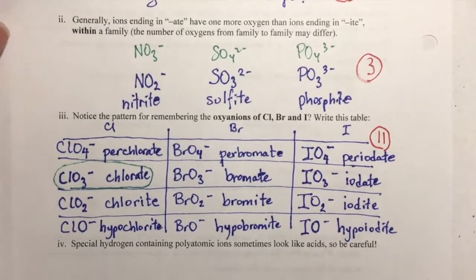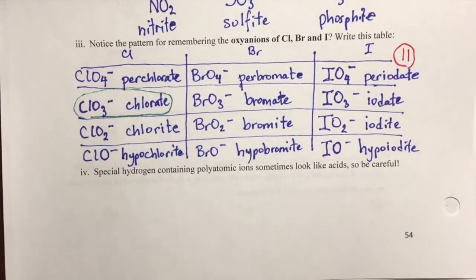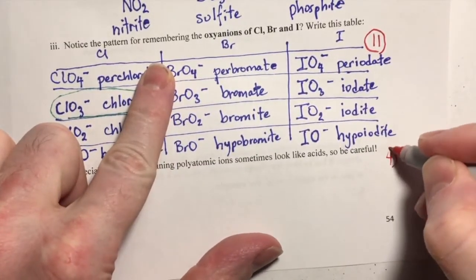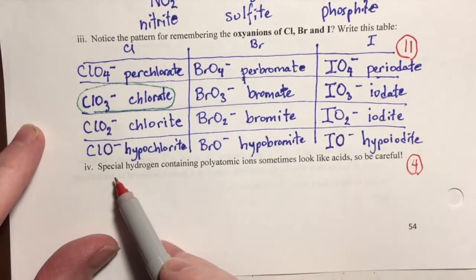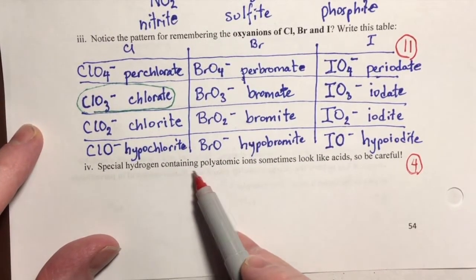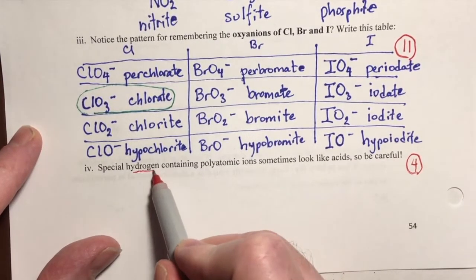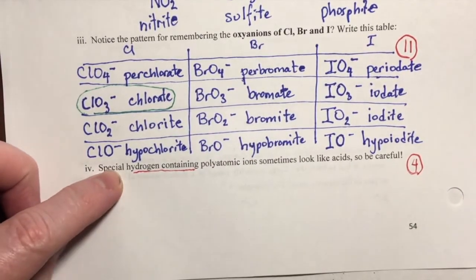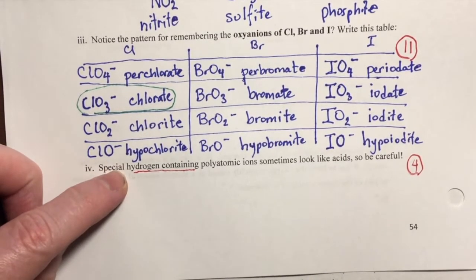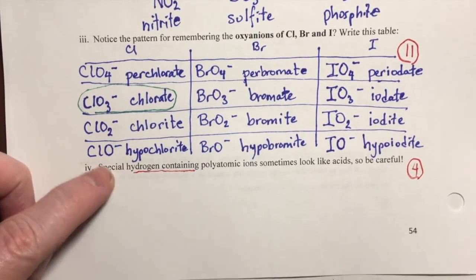Moving on, we're going to add 4 more in this section down here. And these 4 more are the special hydrogen-containing polyatomic ions. Because these ions are hydrogen-containing, they are easily mistaken for acids, which have hydrogens in their formulas. So we have to be very careful about these.